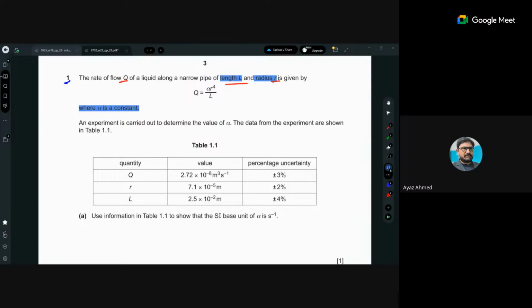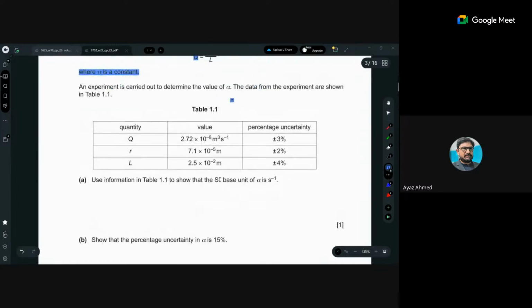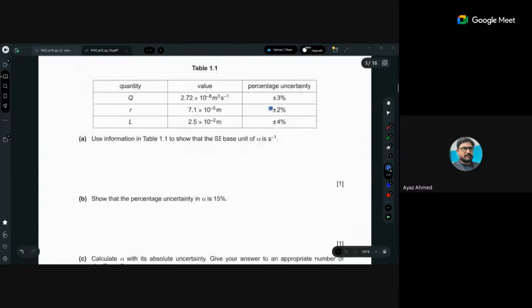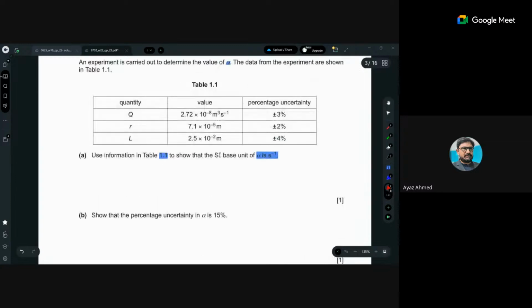So here q is the rate of flow. It is mentioned over here. Alpha is a constant, R is your radius, L is your length. An experiment is carried out to determine the value of alpha. The data from the experiments are shown in the table. In that table, Q is given to us, R is given to us, L is given to us. Use the information in table 1.1 to show that the SI base unit of alpha is second inverse.